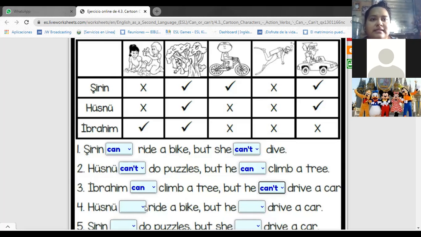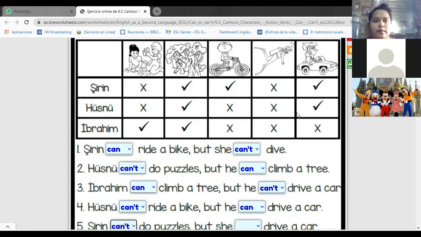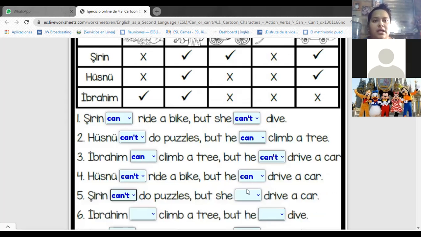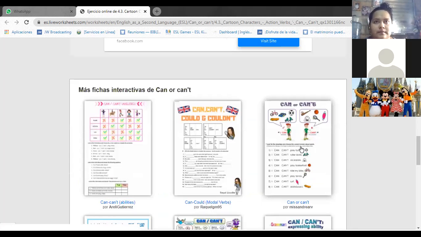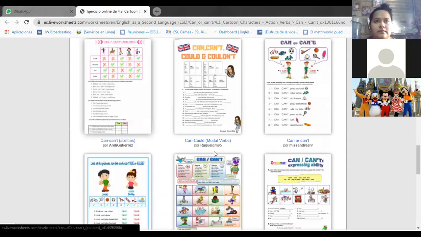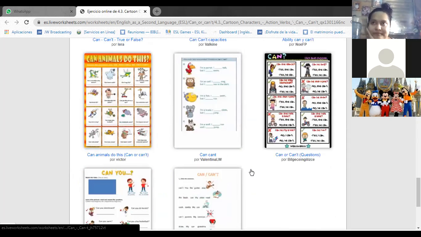Who's new? Can't ride a bike, but he can. Can't do puzzles, but she can drive a car. And you have to continue, right? You have to continue with the other exercise. And you can find more in this website. I like this website because there are a lot of activities that you can do.